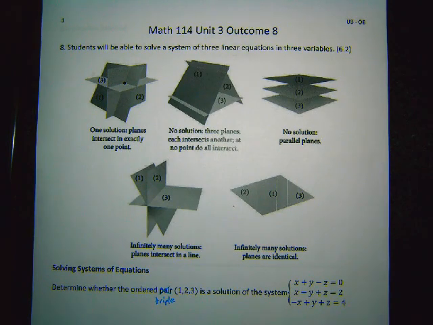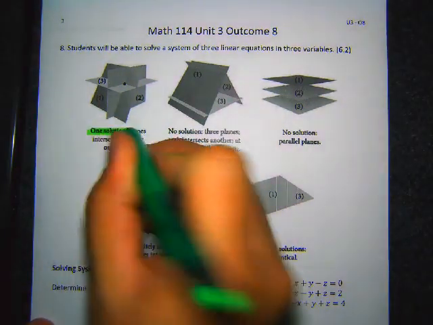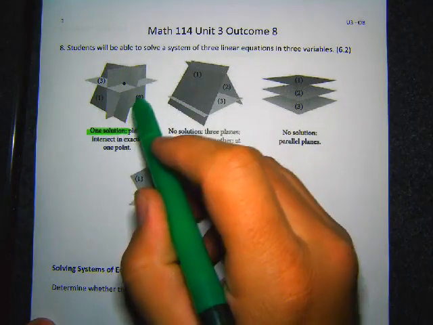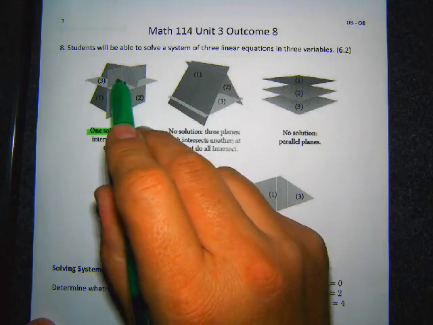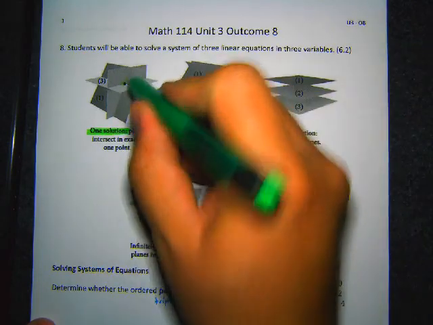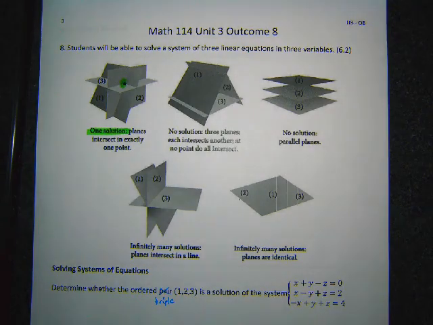Now, there are actually a few different options for this. So you can have just one solution. We'll probably focus mostly on problems like this. So you can see here, this is a picture showing a plane here, a plane there, and then a plane that's horizontal. And then there's just one point in the middle where all 3 of those planes actually intersect. That's the only point where all 3 planes intersect.